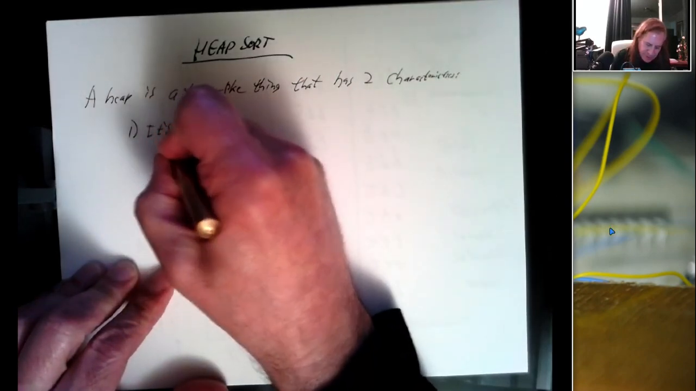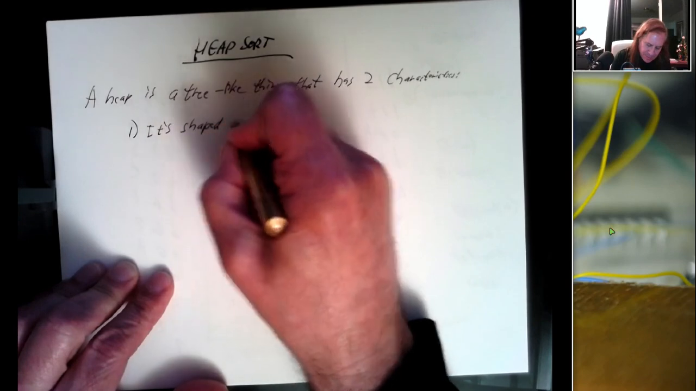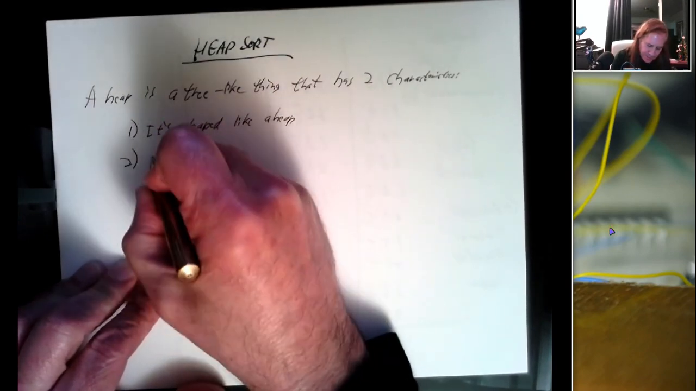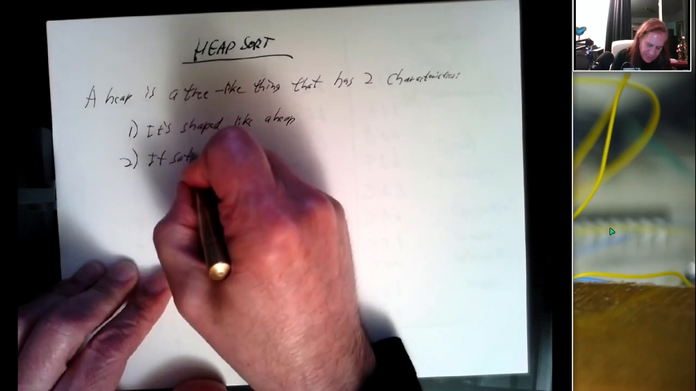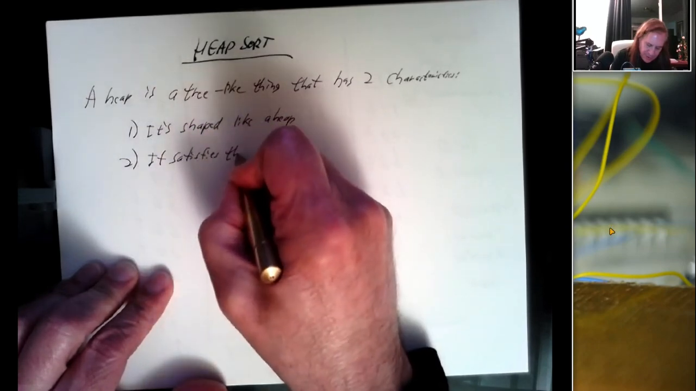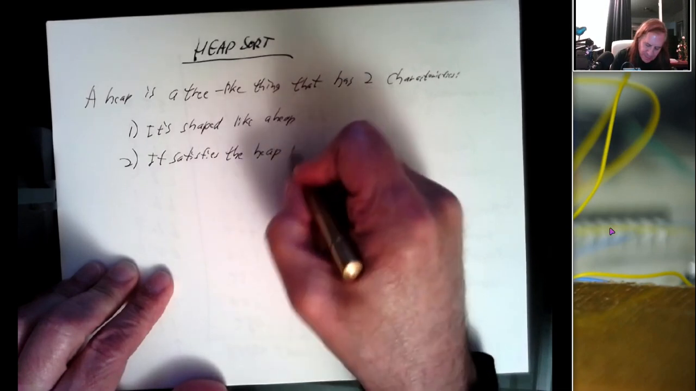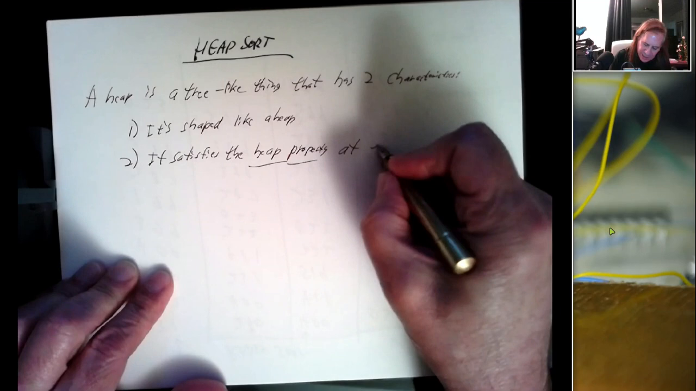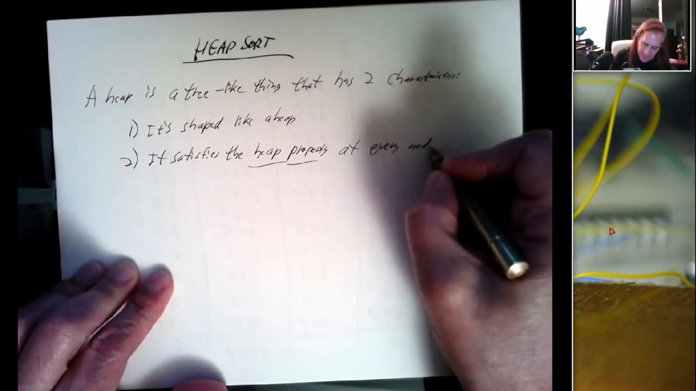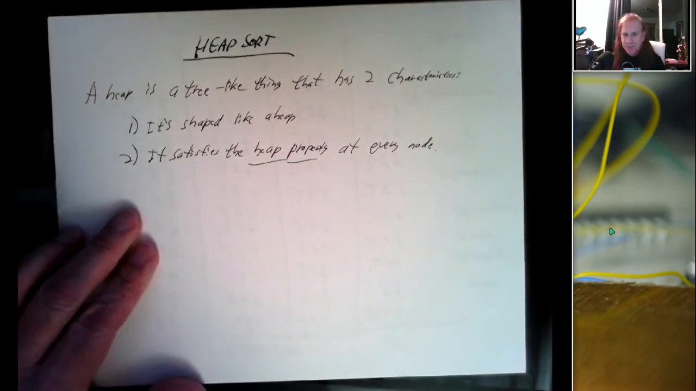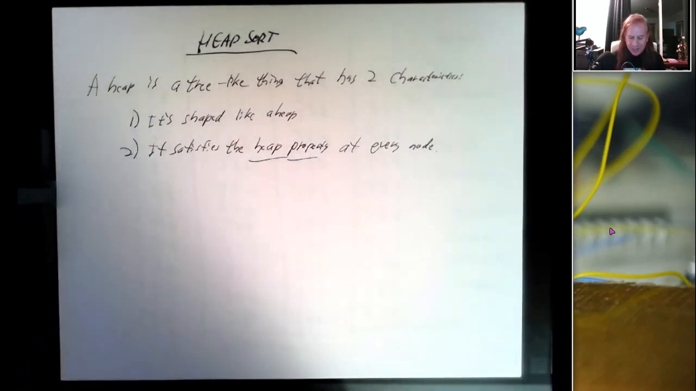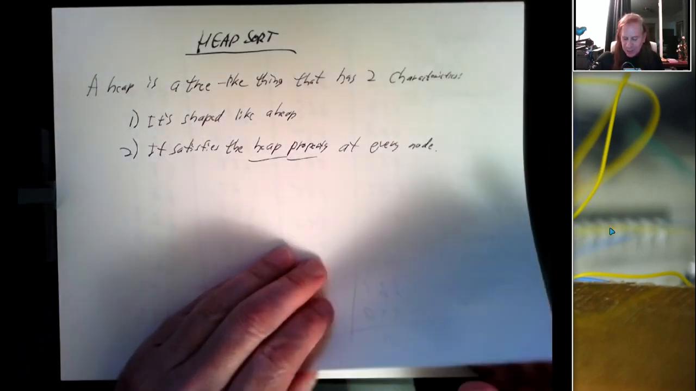One, it's shaped like a heap. Two, it satisfies the heap property at every node. All right, that's a pretty unsatisfying definition. We'll add some details to that now. So a heap is a tree-like thing that has two characteristics: it's shaped like a heap and it satisfies the heap property.